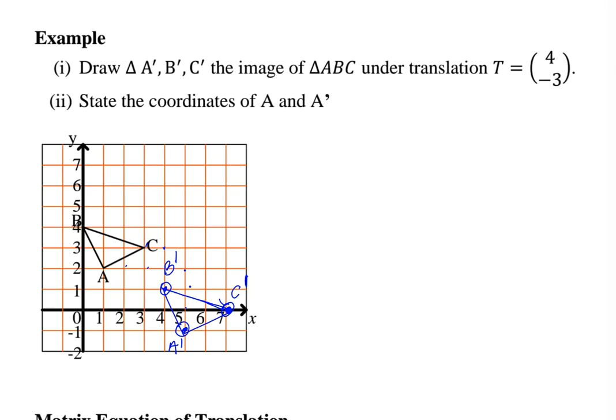All right, the second thing we're asked to do is to state the coordinates of A and A prime. The coordinates of A is the point 1, 2, and A prime is the point 5, minus 1. A is the point 1, 2, and A prime is the point 5, minus 1. So this would be II.